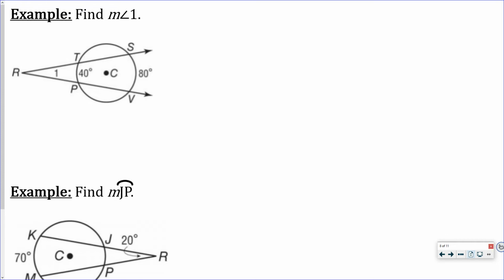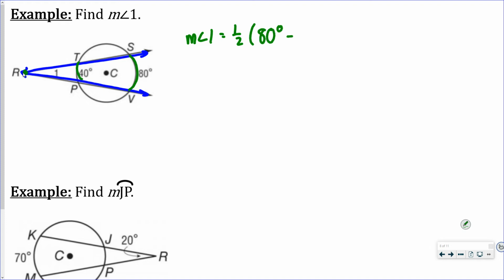Find the measure of angle 1. So here I have two secant lines. Where is their intersection point? Outside the circle. Outside. So my rule for that is the measure of that angle is 1/2 the measure of the arcs it forms. The difference, 80 degrees, big arc minus little arc. All right, that's 40, have a 40, 20. Pretty basic one.